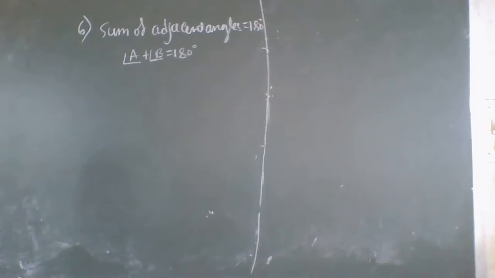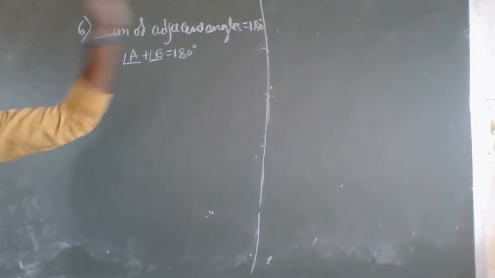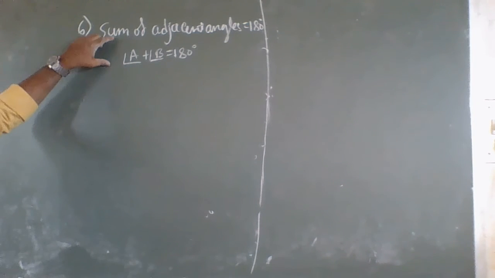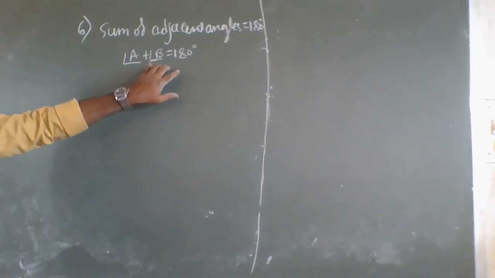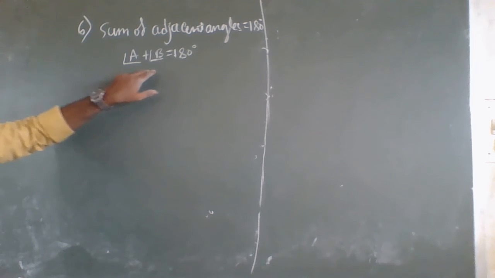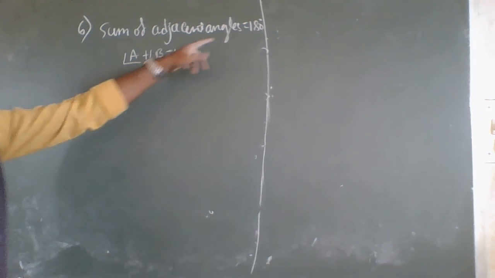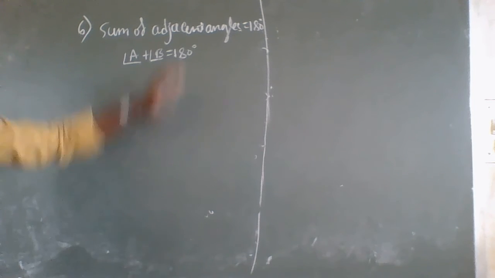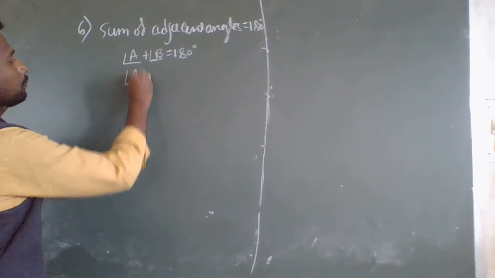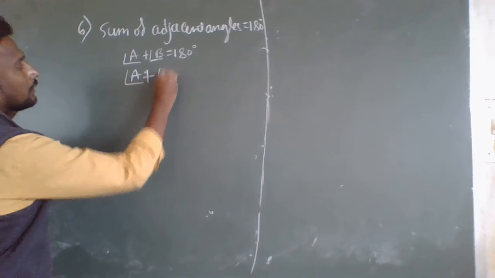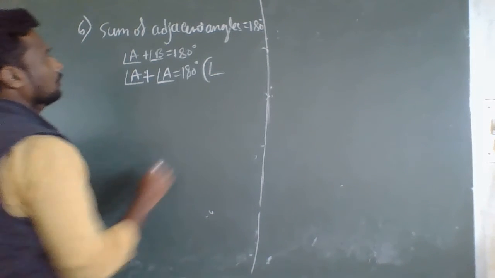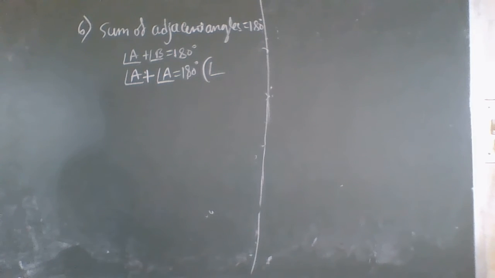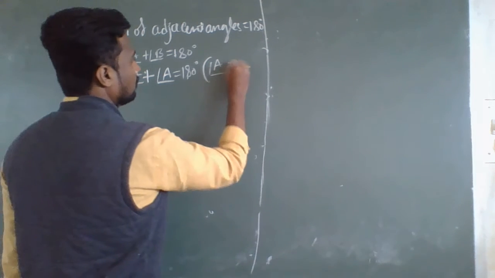We all know the sum of adjacent angles is equal to 180 degrees, and here I will consider the two adjacent angles as angle A plus angle B. These are the two adjacent angles. Angle A plus angle B is equal to 180 degrees because of the sum of the adjacent angles. And in the next step, I will write angle A plus angle A is equal to 180 degrees, because they have given that the two adjacent angles are equal. So angle A is equal to angle B.